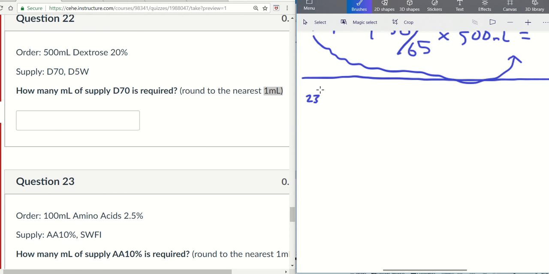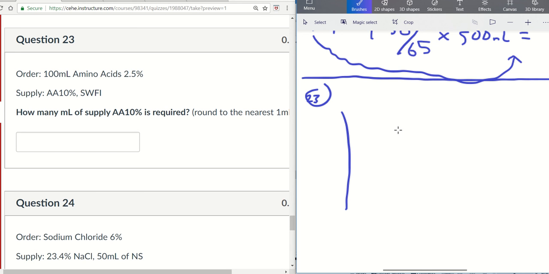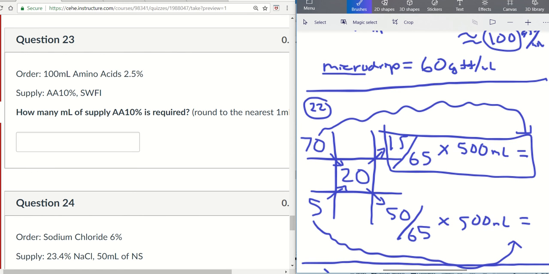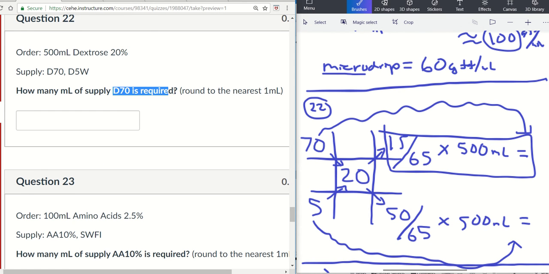Number 23. What type of alligation is 23? What was 22? What'd you punch in? 50 divided by 65? No, you don't want the bottom number. You want the top number. The question is for 70%. So you take the 70% here and follow it straight across. You want the top number. 15 divided by 65 times 500.